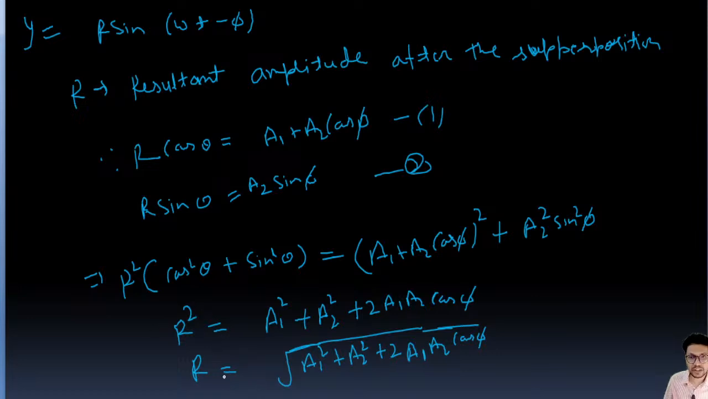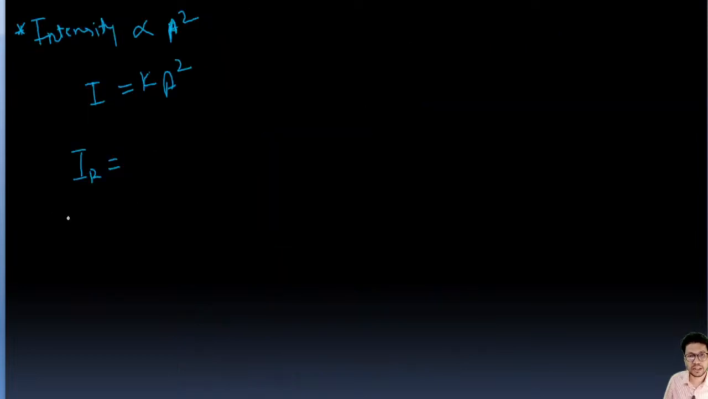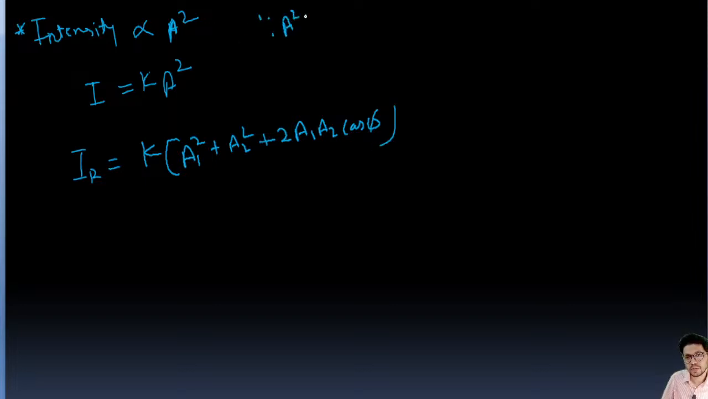So I is proportional to R square, which means I is going to be a1 square plus a2 square plus 2 a1 a2 cos phi, right? But here a1 and a2 are equal, so I R is going to be k a square, that is a square is R square, the total amplitude. So this is going to be a1 square plus a2 square plus 2 a1 a2 cos phi, okay? Since a square is R square, both amplitudes are the same, right?